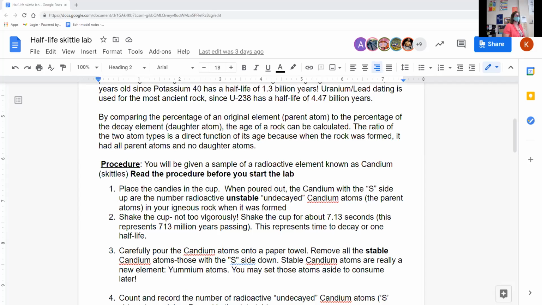The ones that have their S facing up are still radioactive. Separate your S ones from the ones that have the S facing down. So the ones that have the S facing up are still radioactive. How many have the S facing up? Put it under number 1 on your chart. The ones with the S facing up, count those and put them in your chart after half-life 1.